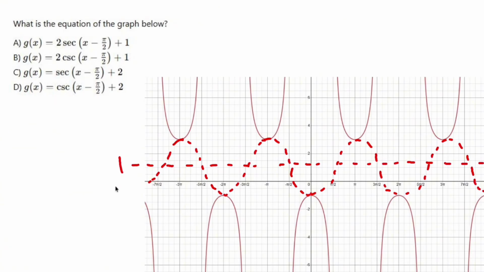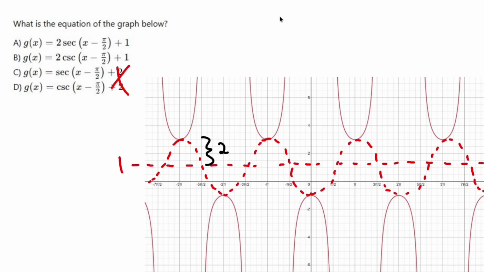So my midline is 1, eliminating U2. It also looks like my amplitude from the midline to the maximum or minimum is going to be 2, which doesn't help me at all. It also looks like in both of these cases, I'm shifting to the right pi over 2. Now, on first glance, my red dashed rough draft looks like a negative cosine.